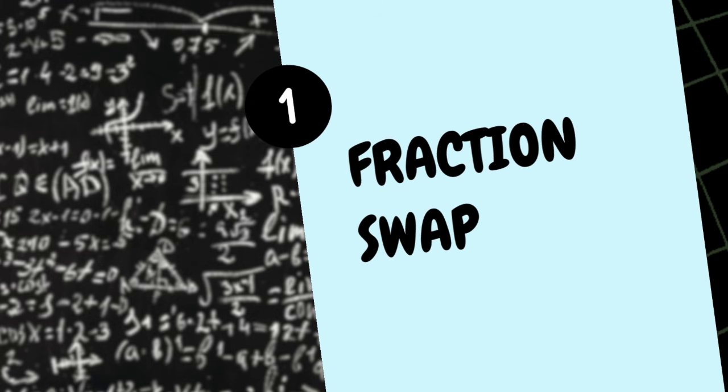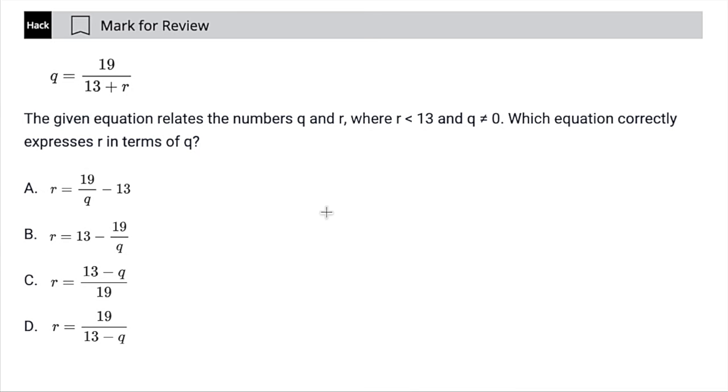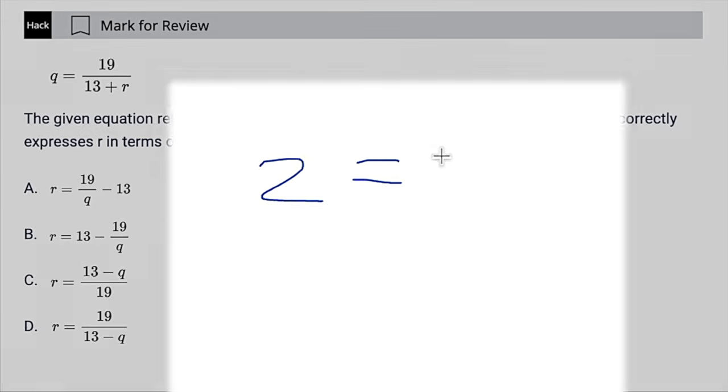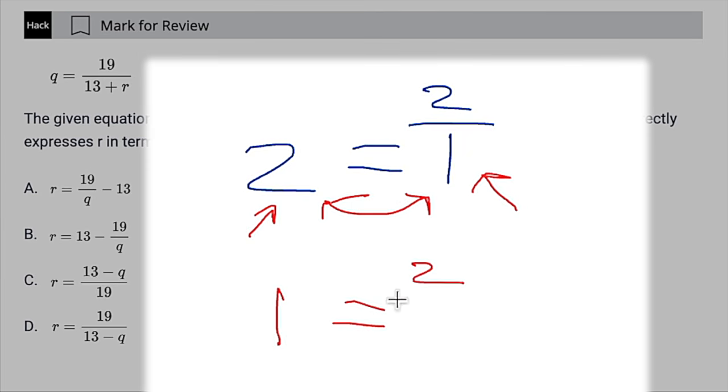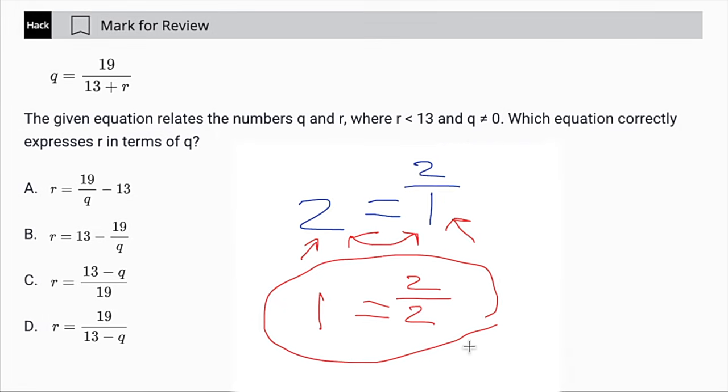Up next, we've got algebra hacks, starting with number 1, the fraction swap. The fraction swap is simply if you have a whole number, for example, 2, equal to a fraction, which we could say is equal to 2 over 1, the rule is you are allowed to switch the whole number with the denominator of the fraction that it is equal to. So if we did that swap, we would end up with 1 equals 2 over 2, which of course is true. So you can see that it does indeed work.